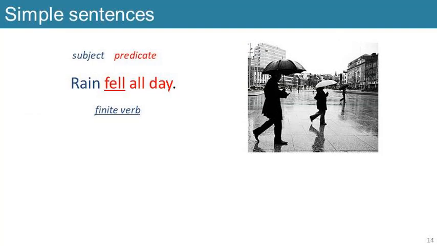A simple sentence is a single independent clause. So, "Rain fell all day" is a simple sentence that consists of a clause that makes sense standing by itself. It is independent. It has a subject, rain, and a finite verb, fell, in its predicate, fell all day. The predicate gives information about the subject.